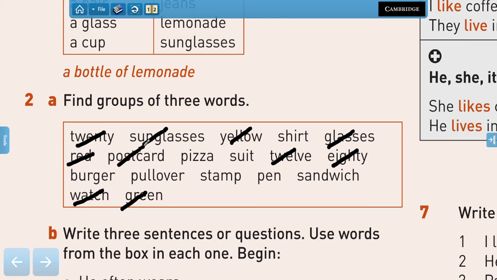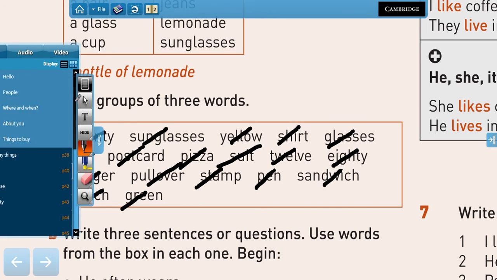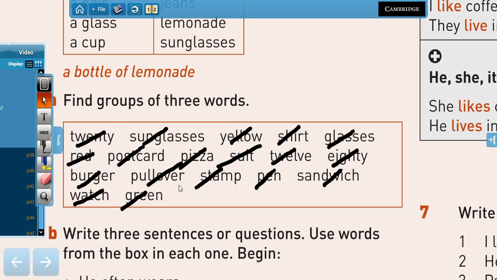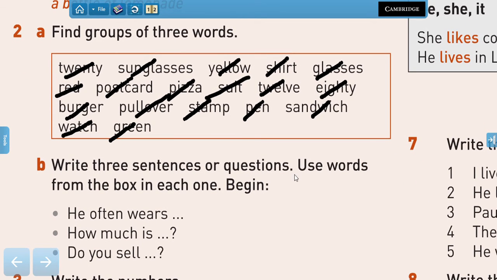A postcard, a stamp, and a pen. Things you use to write notes, right? Pizza, a burger, and a sandwich. And for clothes, we have shirt, suit, and pullover. Very, very good. Write 3 sentences or questions using the words from the box in each one.